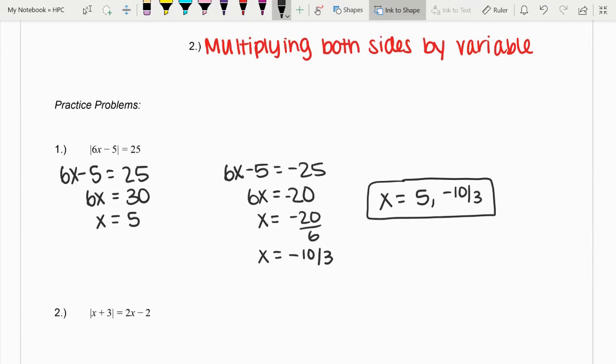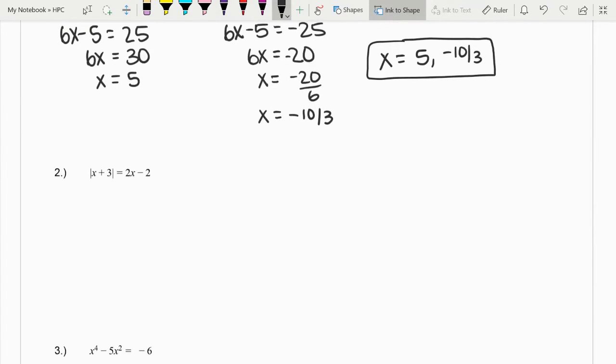Okay, I did not square both sides and I did not multiply both sides by the variable, so I don't need to check for an extraneous solution. Our next example, we have the square root of x plus 3 equals 2x minus 2. For this one, I am going to square both sides of this equation. Since I'm going to be doing that, I want to make sure that I check at the end for extraneous.